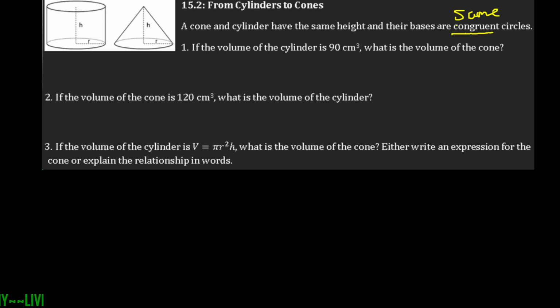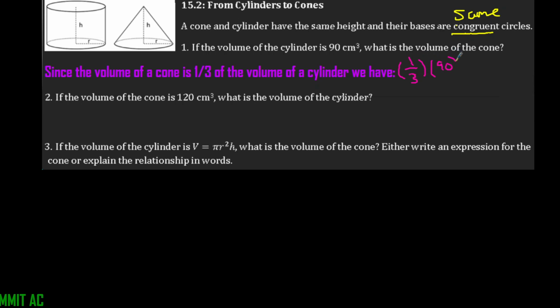So it says if the volume of the cylinder is 90 centimeters cubed, because we're talking about volume, what is the volume of the cone? Well, we're going to say since the volume of the cone is a third of the volume of the cylinder, we can multiply it by 1/3. So we're going to take 1/3 times 90, or we can do 90 divided by 3, and that's going to be 30 centimeters cubed. So our volume of our cone is going to be 1/3 the volume of the cylinder.